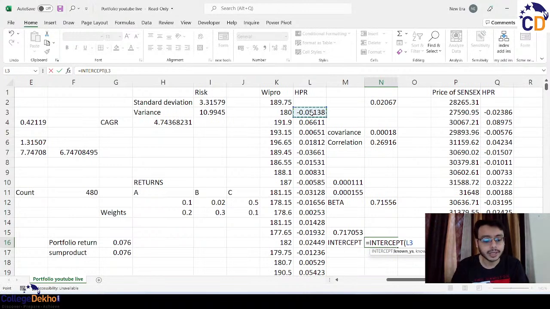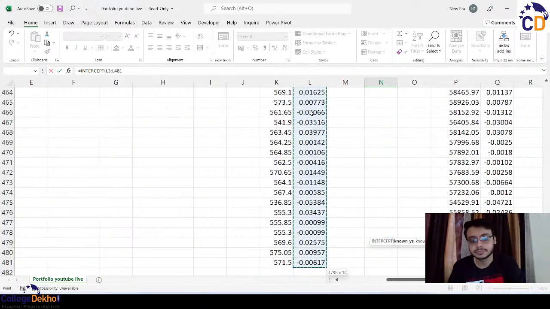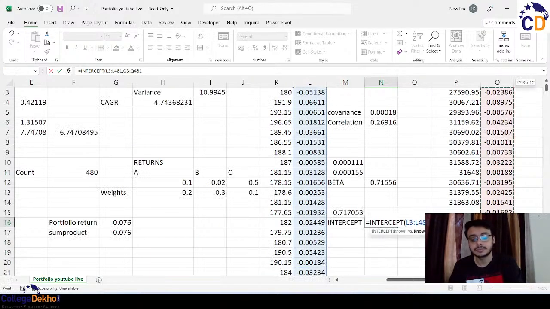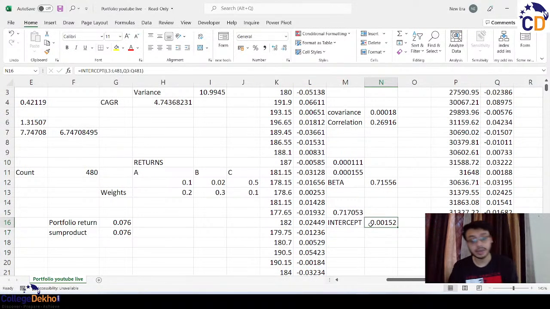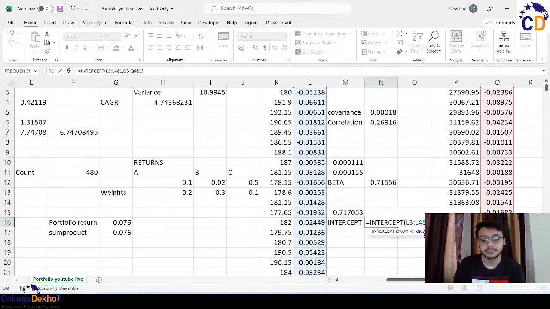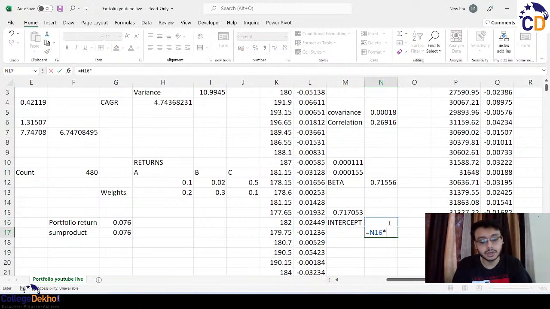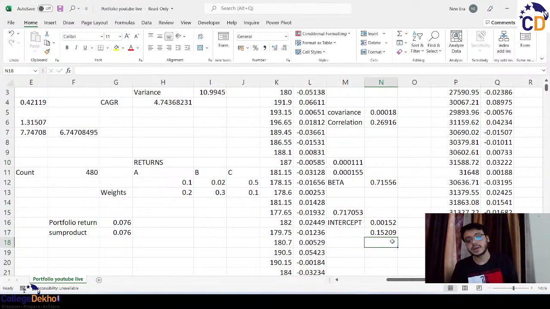So Wipro का holding period return, और Sensex का, intercept आगे, मतलब इतना return excess दिया है over Sensex जबकि Wipro ने. So you'll get a percentage return. Okay, that is something that you should know.